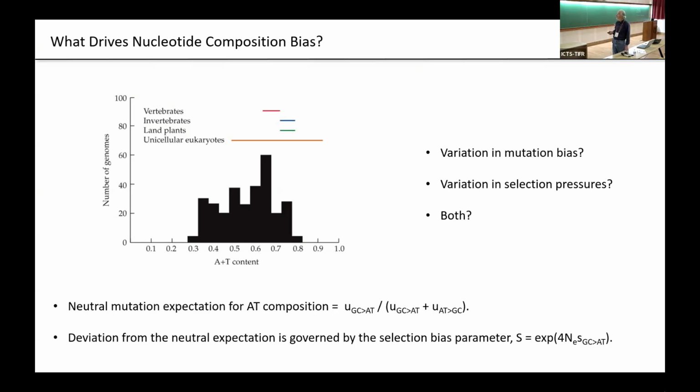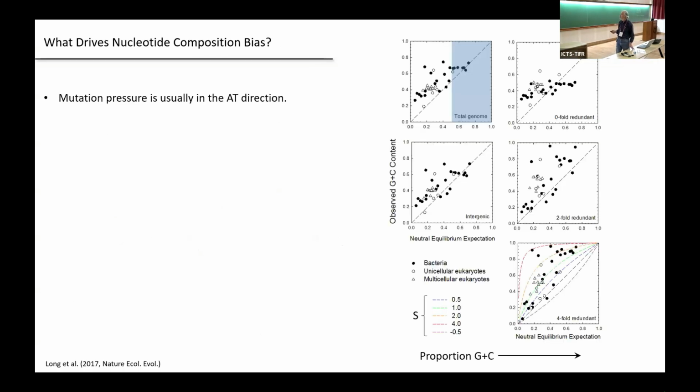And so we can test this now with data because for all these bugs that we have mutation rates in, we also have these mutation rates from GC to AT and AT to GC. We know those in a whole bunch of organisms, and we've sequenced their genomes, so we know the genome composition of A's and T's. So we can solve then for this key parameter, the strength of selection relative to drift. And that's what I'm showing here.